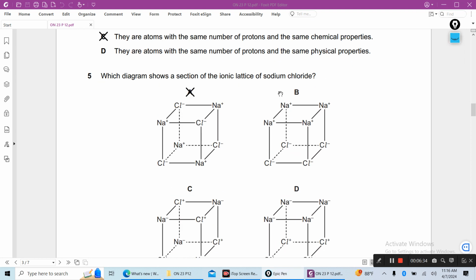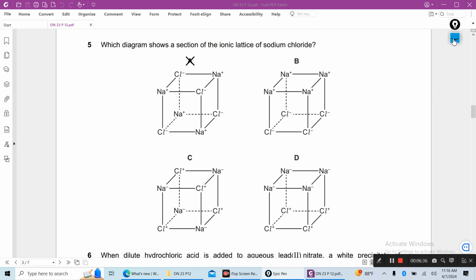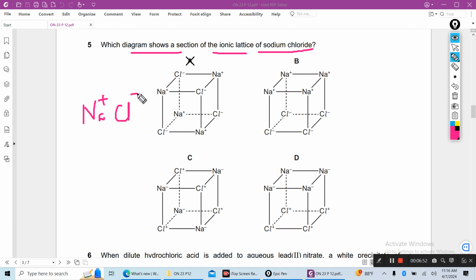Now 5. Number 5. Which diagram shows a section of ionic lattice of sodium chloride? And you know, sodium ion, chloride ion, this is the ionic compound. So A is the correct answer because sodium ion is plus and chloride ion is minus, and sodium ion is surrounded by chloride ion.